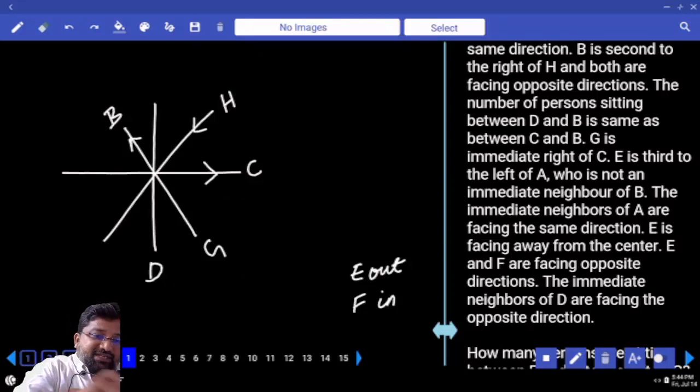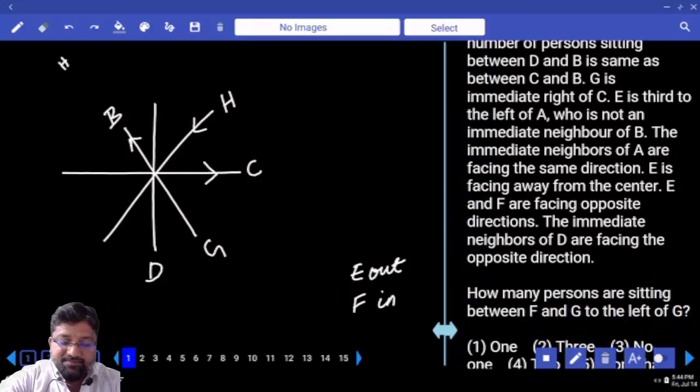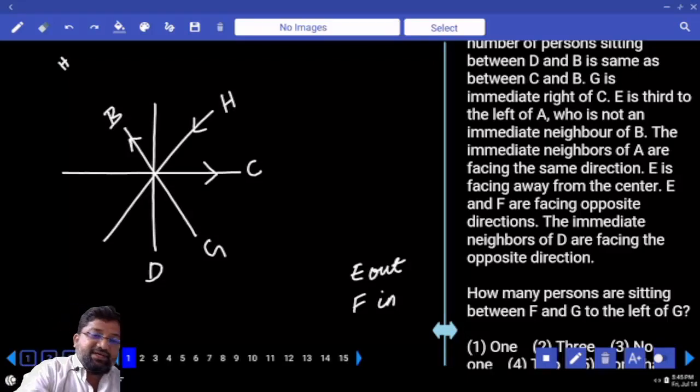Yes? If I don't get the answer, there is another possibility where you can go for H. Right? Next line, read. E is third to the right of A, who is not an immediate neighbor of B. Then A has how many possibilities? Only one possible. E is third to the right of A, third to the left of A. And A should be facing inside. Sure, this is E. E is facing outside.